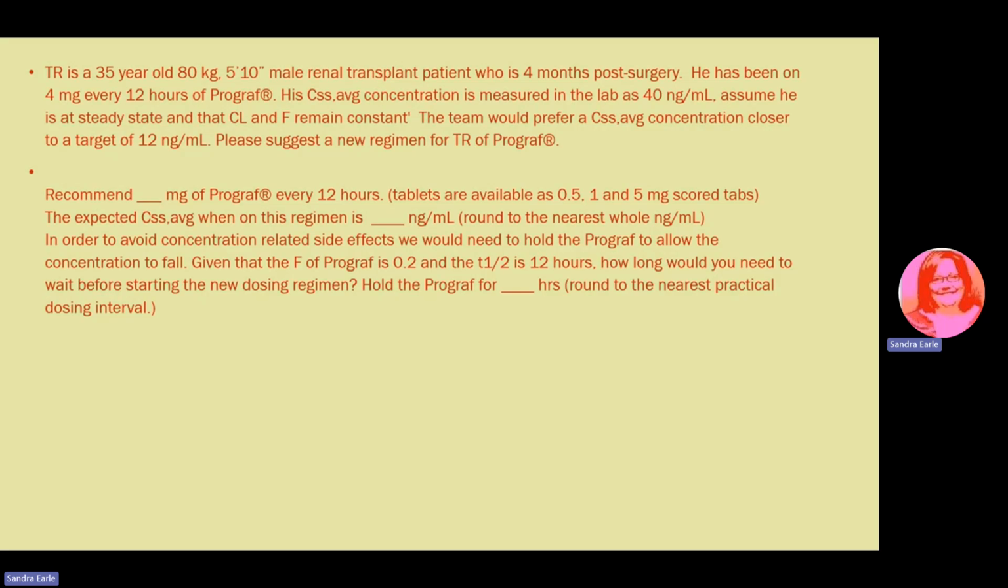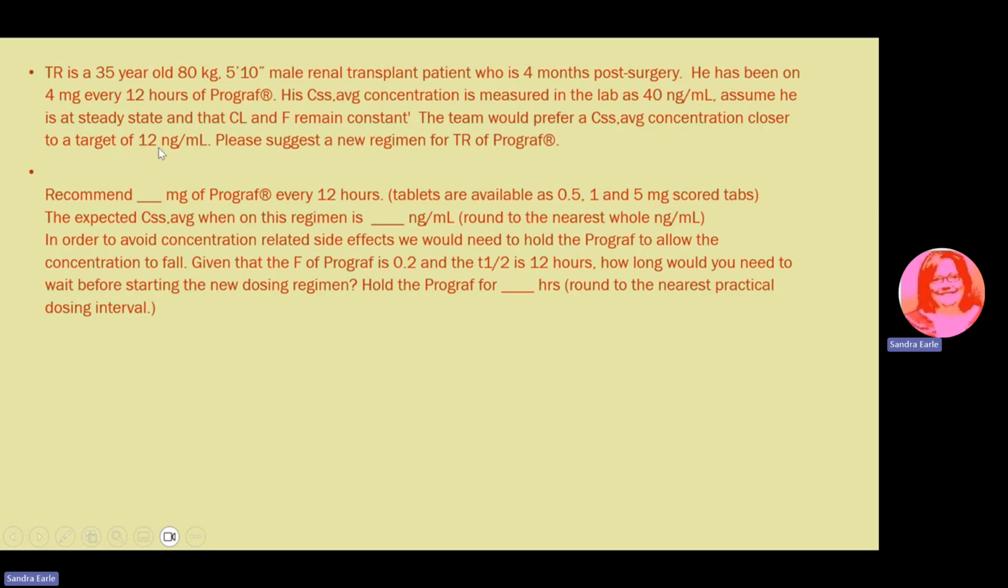All right, TR is a 32-year-old, 80 kilogram, 5'10" male renal transplant patient who is 4 months post-surgery. He's been on 4 milligrams every 12 hours of Prograf. His CSS average concentration is measured in the lab as 40. Assume he's at steady state and the clearance and bioavailability remain constant. The team would prefer his concentration closer to 12.